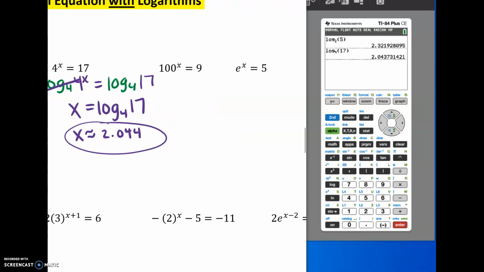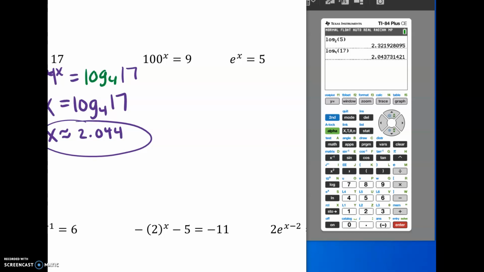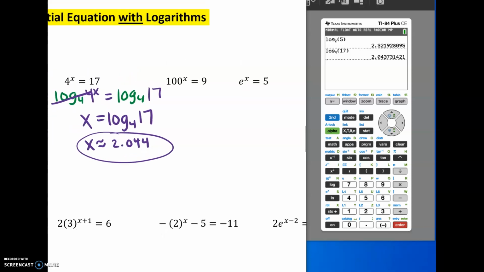All right, we got 2 more of these simple ones where we're just taking the logarithms of both sides. So this time we got 100 to the x equals 9. The x is on the exponent of the 100, so we're going to take log base 100.